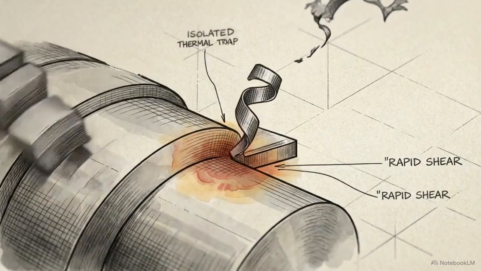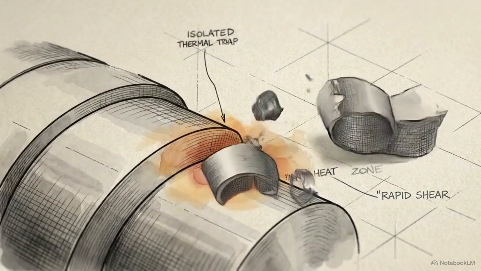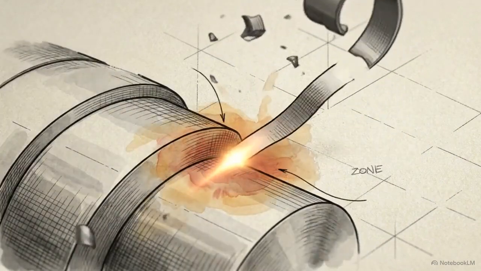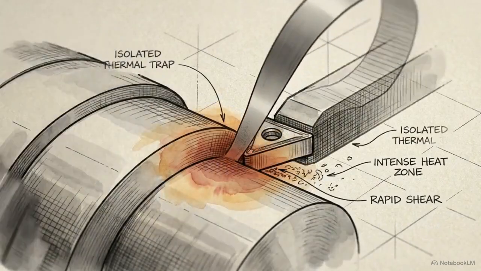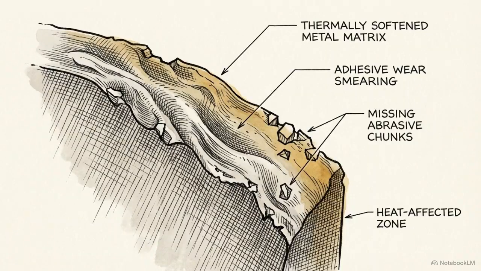Because these alloys are poor thermal conductors, they create a thermal trap. The massive heat generated by friction cannot safely evacuate into the metal chips. Instead, this trapped thermal energy is forced to accumulate directly at the most vulnerable point, the cutting edge of the tool. This localized thermal buildup softens the tool matrix, immediately accelerating both adhesive and abrasive wear mechanisms.